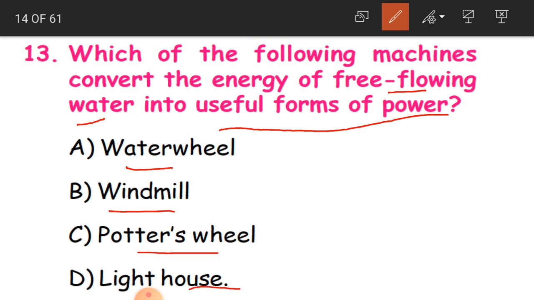Okay, so the answer is water wheel. Okay, this is going to convert the energy of free flowing water into useful forms of power. Okay children, so this is the correct answer.